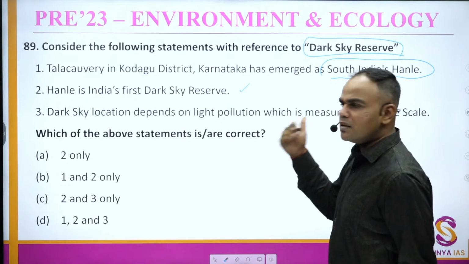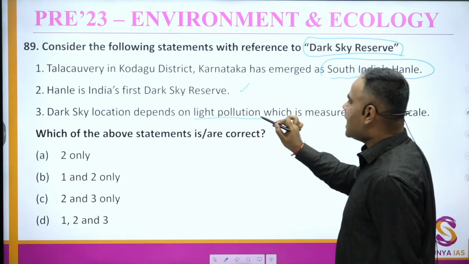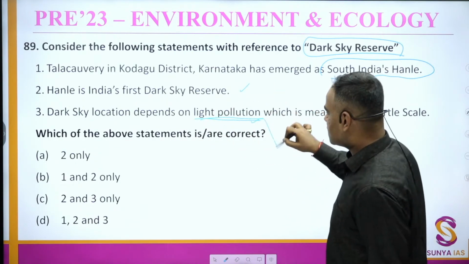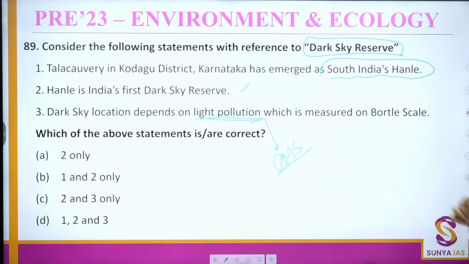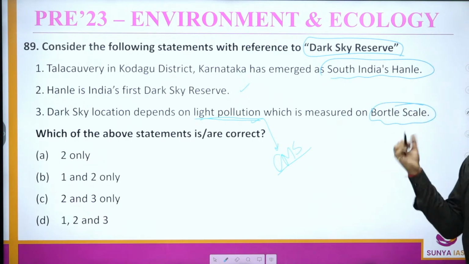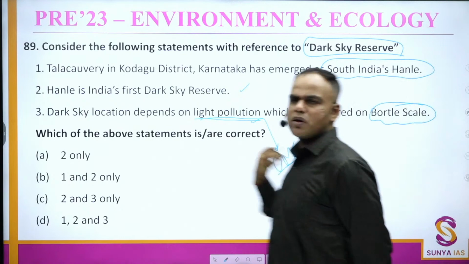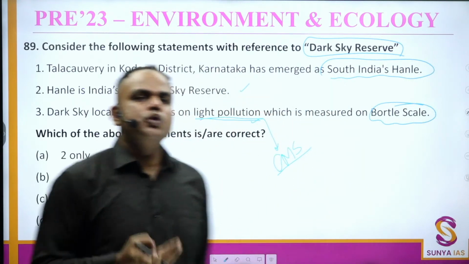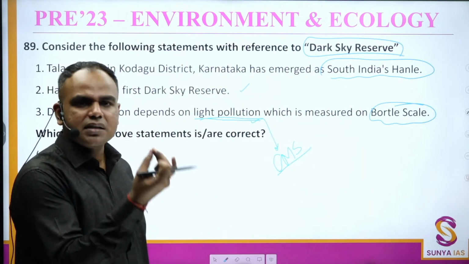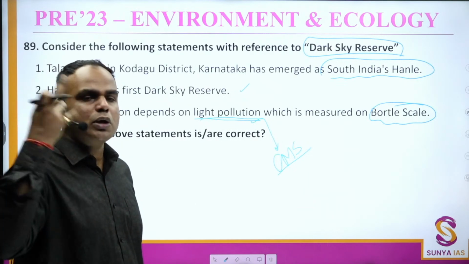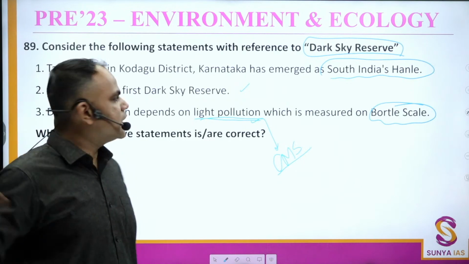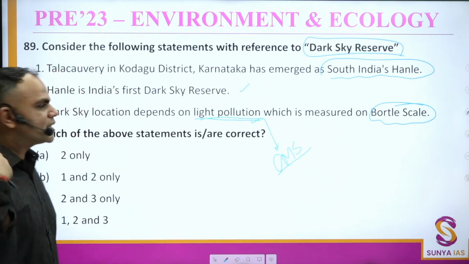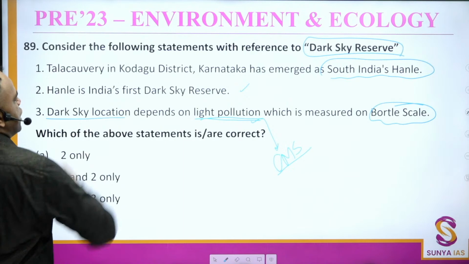Why are we discussing it? Because dark sky location depends on light pollution. Again, I discussed light pollution when I was discussing the Bonn Convention and migratory species, right? So it is measured on the Bortle scale. So you measure light pollution on the Bortle scale. In the same manner, you measure earthquakes through the Richter scale and Mercalli scale, sound pollution in decibels, ozone in Dobson units. So then there is this Bortle scale for dark sky location.